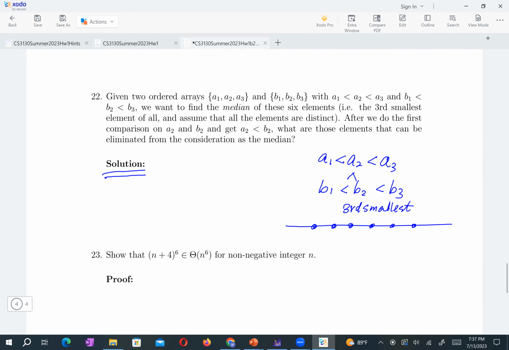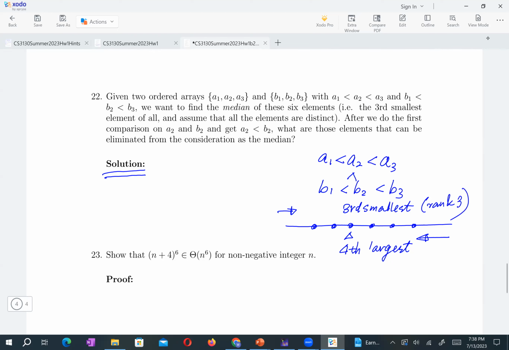That's when we look from the left-hand side, right? Left direction. Here, this is the one. From the right direction, it is the fourth largest. It's the same element, but when you look from different directions, the rank number is different. Here we call it the rank. This is third, so we say the rank is 3.